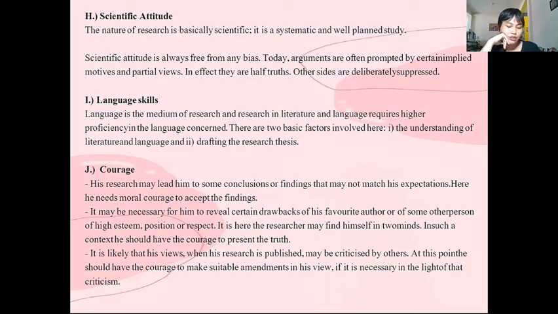Okay, we are going to the third point. It is likely that his views, when his research is published, may be criticized by others. At this point, he should have the courage to make suitable amendments in his views if it is necessary in the light of the criticism.